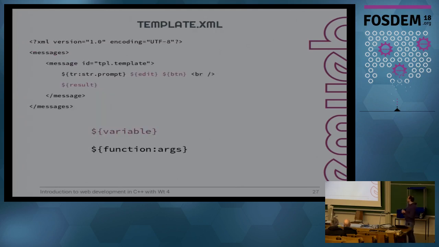So this templates.xml will contain something like this. You have messages on the outside tag. And then you define different messages. We'll call this one tpl.templates. This is just a convention that I'm using for convenience here, so you can call it anything you want. But I'm using the tpl prefix to make it clear that it's a template. And then you see edit, btn, and result. Those are variables, and we're going to put some stuff in those later. There's a special one that's a function call, so it calls the tr function with the str.prompt argument.